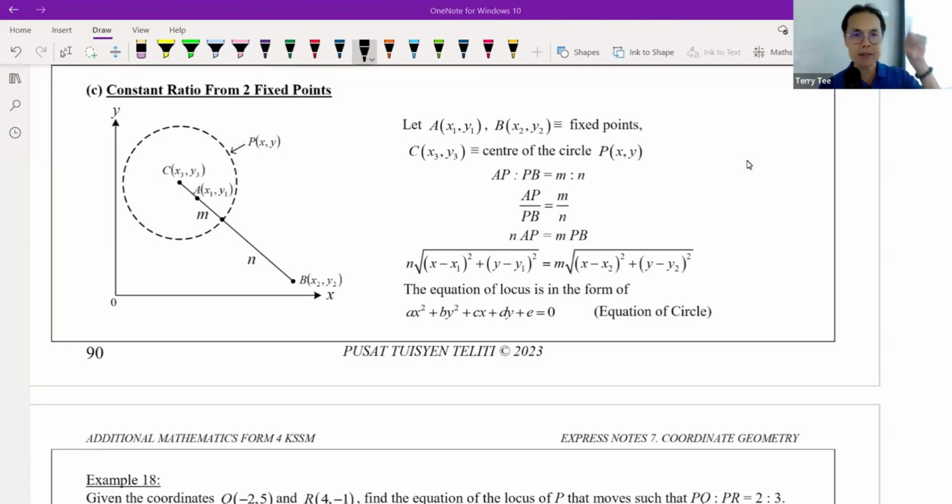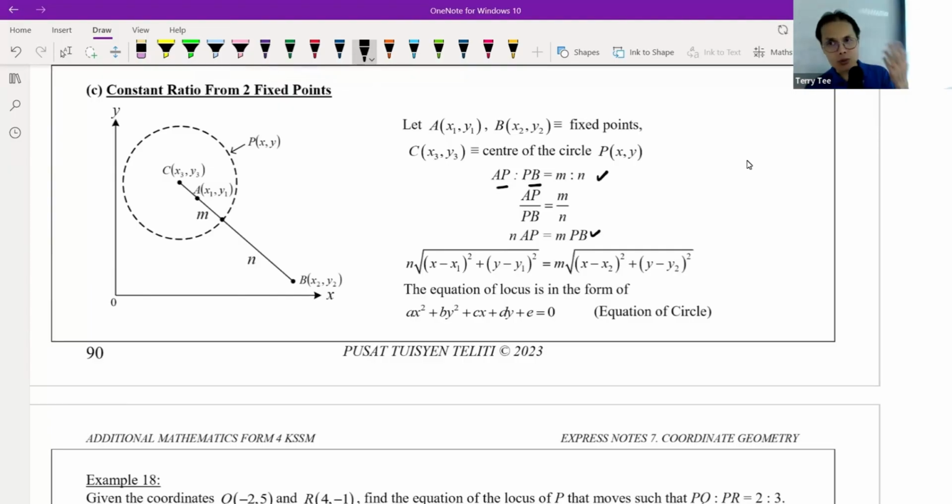Yeah, now the constant ratio from two fixed points. P is a moving point such that the distances from point A and point B are always in the ratio of m is to n. So what we can do is say AP to PB is m is to n, cross multiply, use the formula for distance, square both sides, and simplify. Somehow you get the equation of a circle.